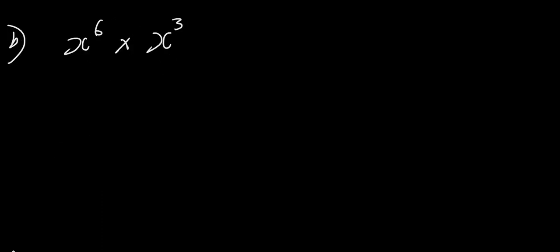Question B, we have x exponent 6 times x exponent 3. Also, we are going to apply the multiplication law to this because we are dealing with multiplication. So just keep the base. The base is x, and add the exponent 6 plus 3. And so the final answer is going to be x exponent 9.